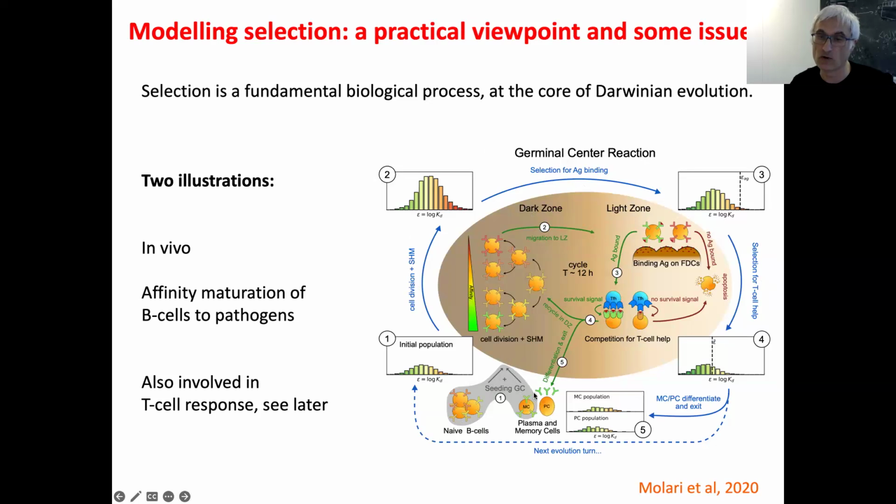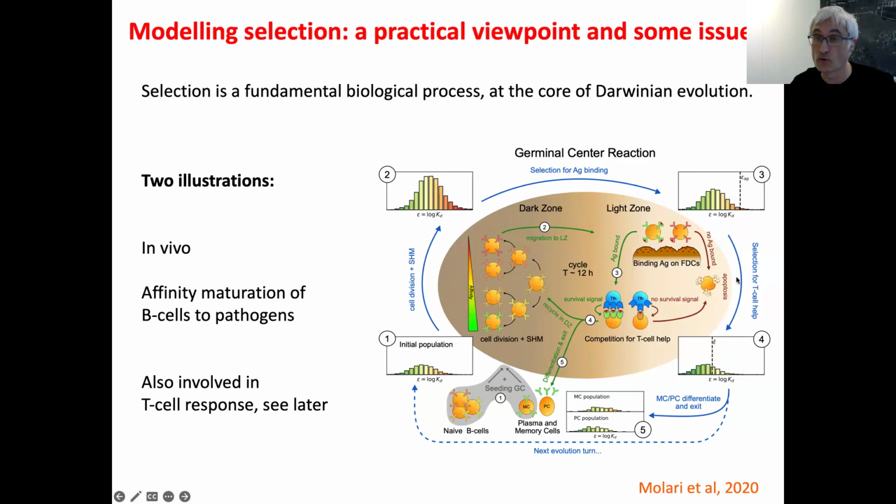The naive B cells get in contact with some pieces of a pathogen, for instance, some proteins of a virus. And what is going on then is that the naive B cells are going to try to bind. They are binding or not, depending on their composition, on their sequence, with the pathogens. And you get a cycle of selection and reproduction, in the sense that the B cells which bind better to the pathogen are going to be amplified, and their numbers are going to increase faster than the other ones.